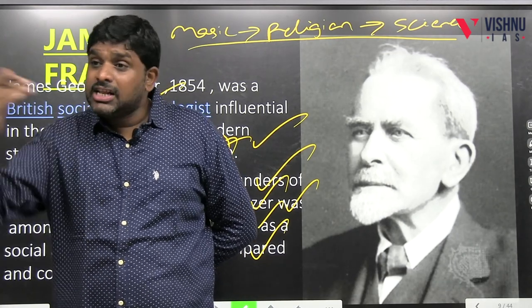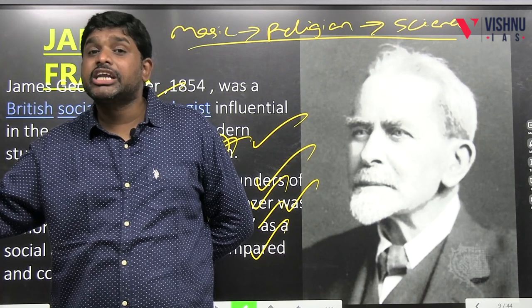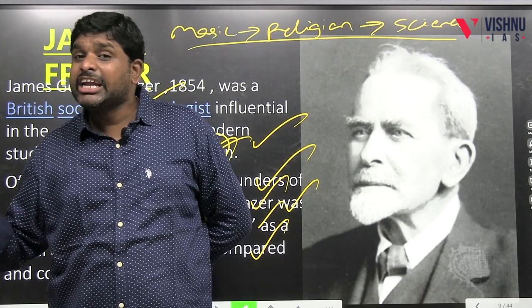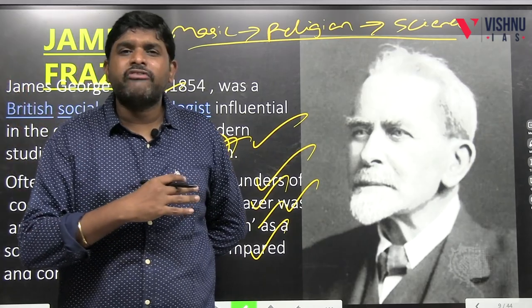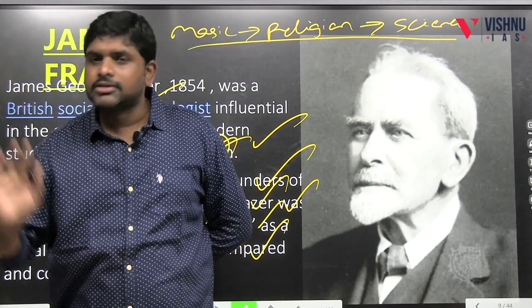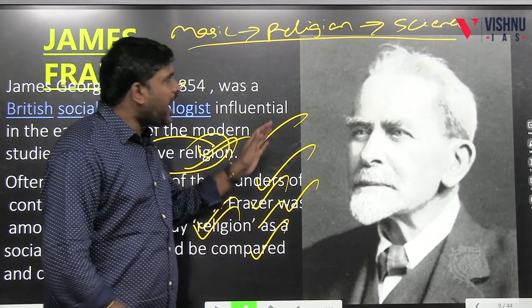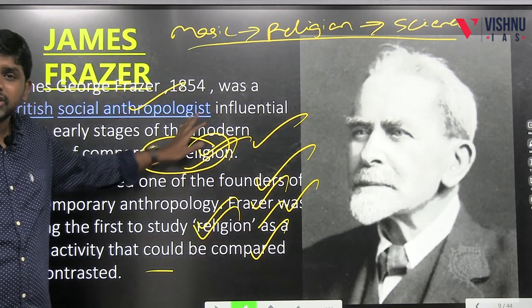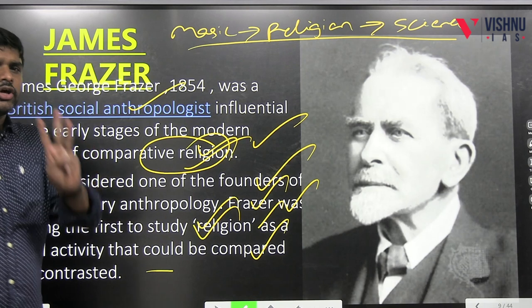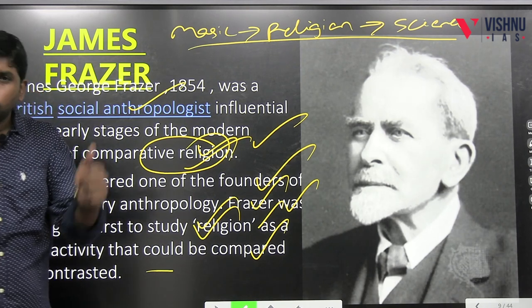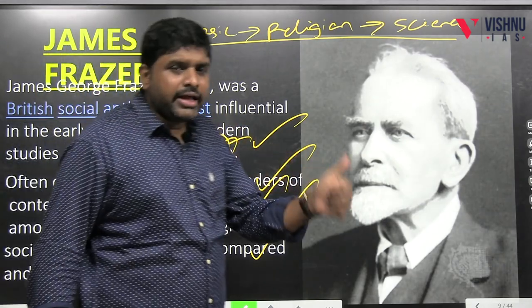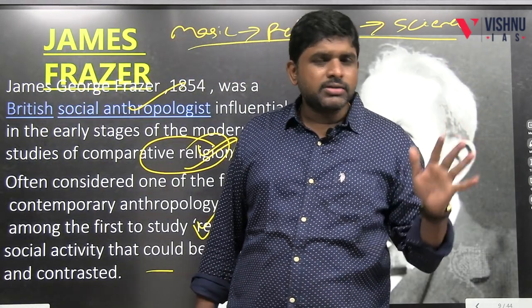Then came religion, but still there were some people who are scientific and rational in nature. They want everything in a rational format, and they said religion is also a waste, and the next big thing is science. In this way, he exclusively studied religion and compared the religions. So these are the three anthropologists who are part of classical evolutionism: E.B. Taylor, Henry Morgan, James Fraser.